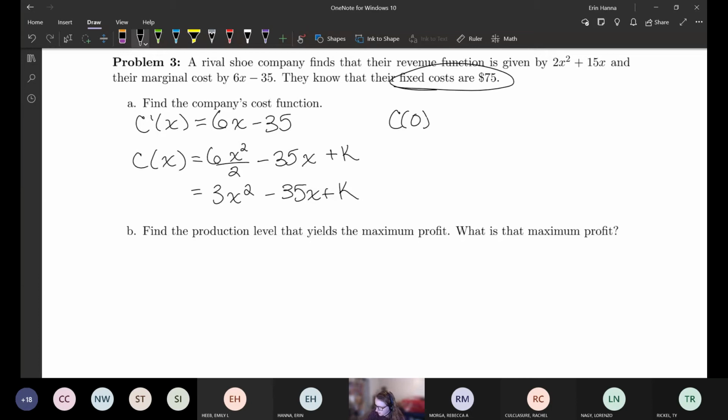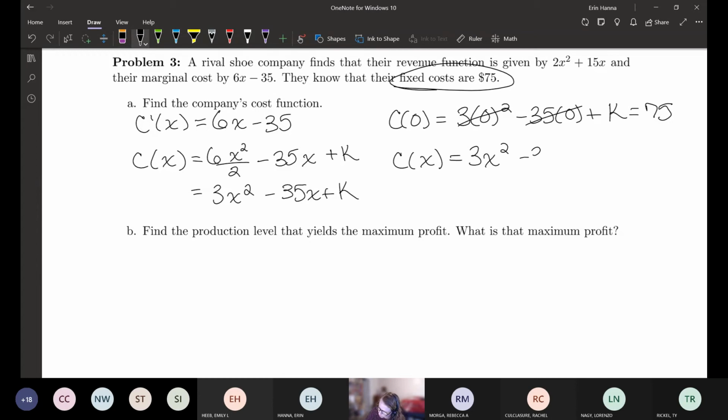Now, technically you can probably tell where it's going to go anyway, but the full process would be: if it's a fixed cost, that means we plug in 0. If we plug in 0 here, that should give us 75. Since it's a polynomial, those first two terms just go to 0, and we get that the k value is 75. So the cost function that we were looking for is 3x squared minus 35x plus 75.